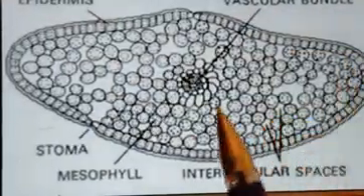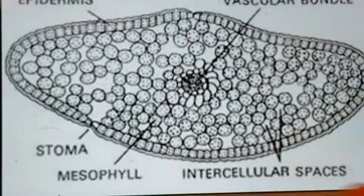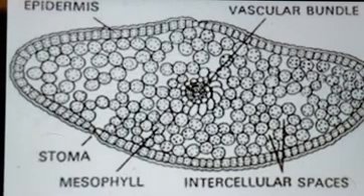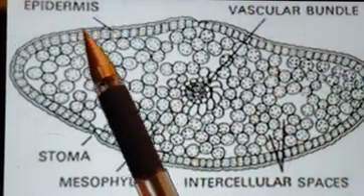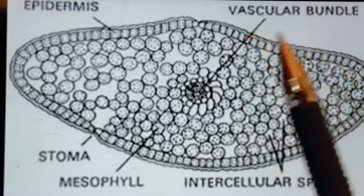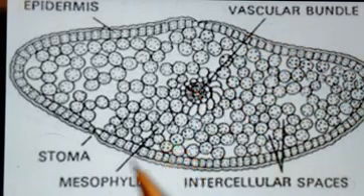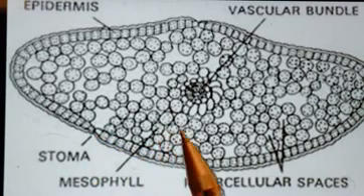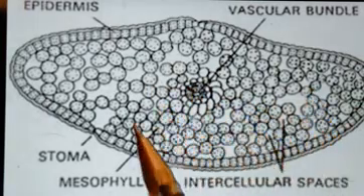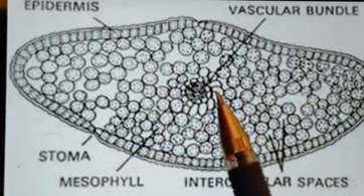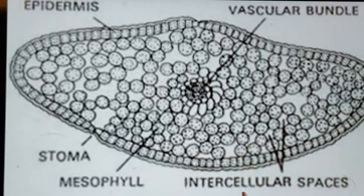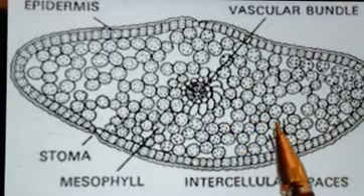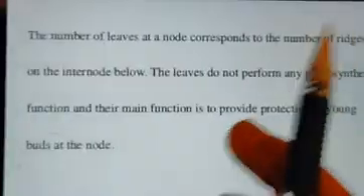You can see here the epidermis, vascular bundles, central xylem and phloem, and the stomata for the gaseous exchange. Then mesophyll cells, which are green in color. Mesophyll means middle cells or middle leaf cells. Then intercellular spaces, for gaseous exchange through stomata.